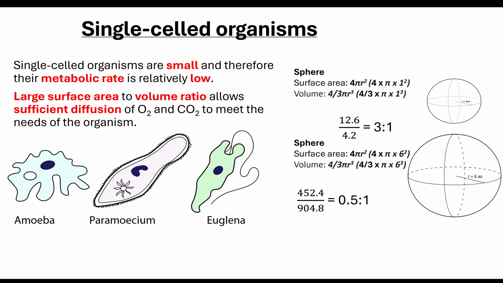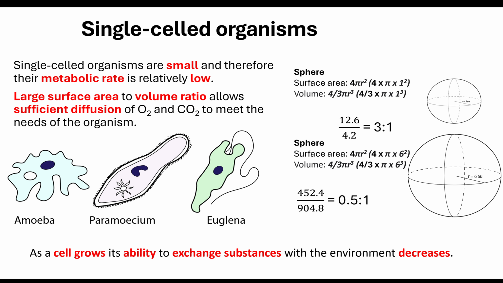So it's important that we note that the surface area to volume ratio needs to be large enough so that the cell can still sufficiently meet its metabolic demands. As a cell grows, the ability to exchange these substances actually becomes much more difficult. That decreases the larger the cell gets.